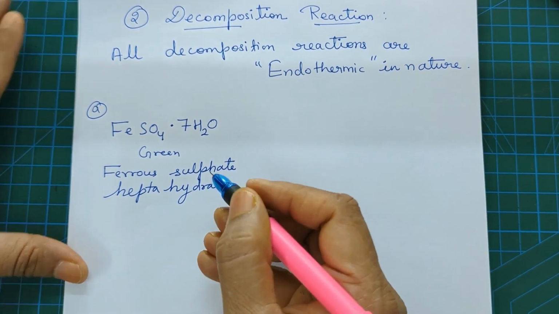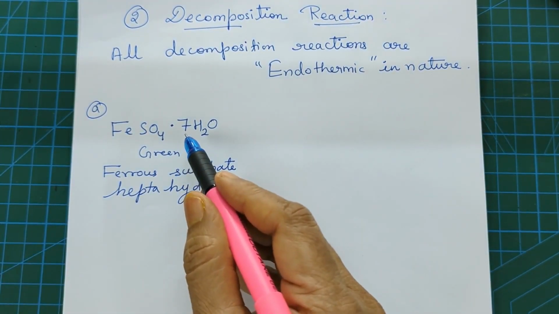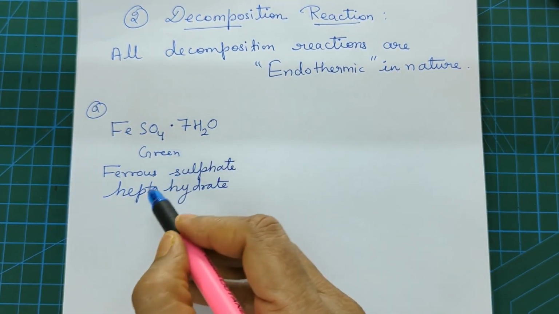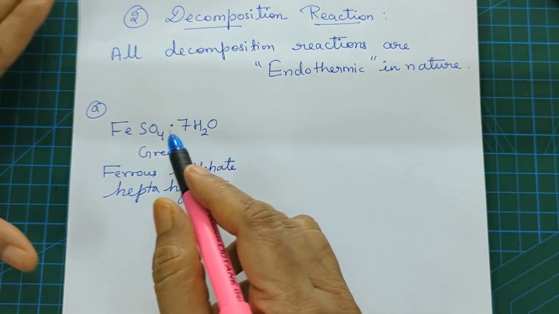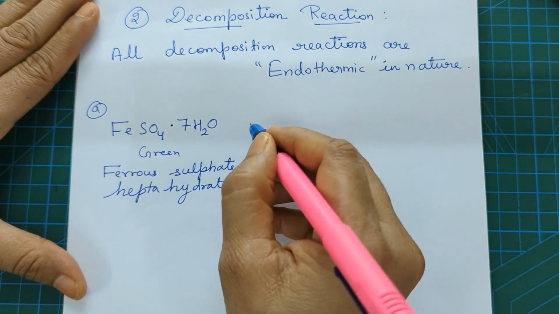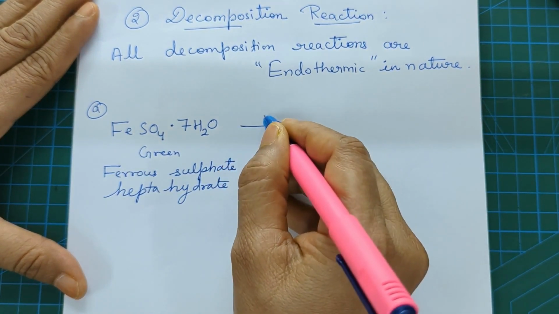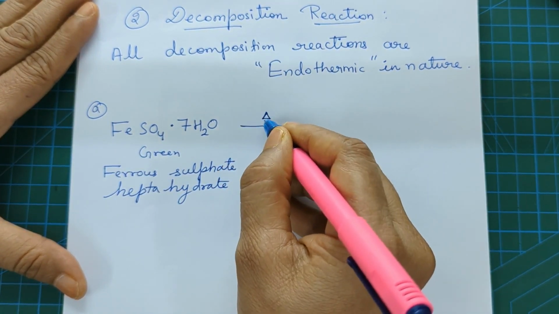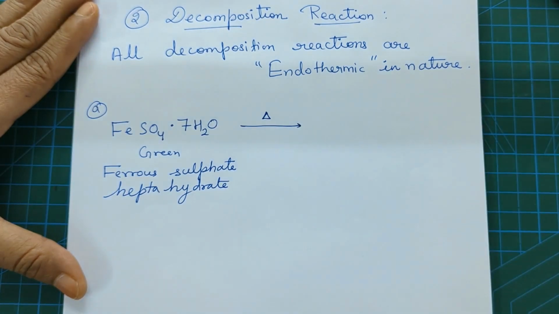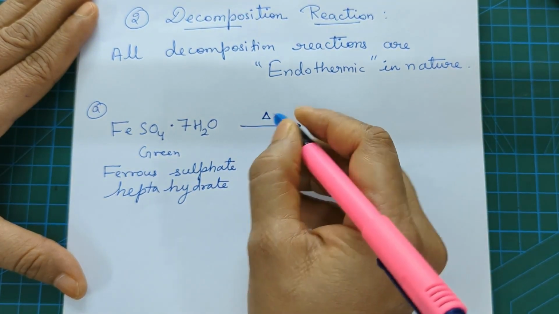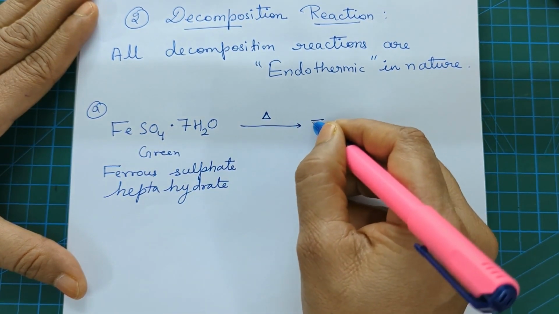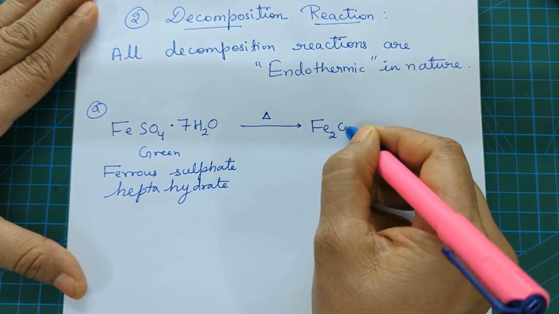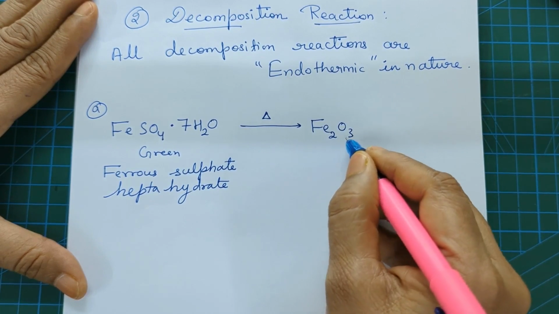So you can make out the meaning of this name: hepta, hexa, hepta, octa. Hepta means 7, hydrate means it is hydrated with water. So ferrous sulfate heptahydrate, when it is heated. Right now I'm putting a triangle symbol, but don't dare to write the triangle symbol in your board exam. You write "on heating." So ferrous sulfate heptahydrate on heating breaks down to Fe2O3, which is called ferric oxide.